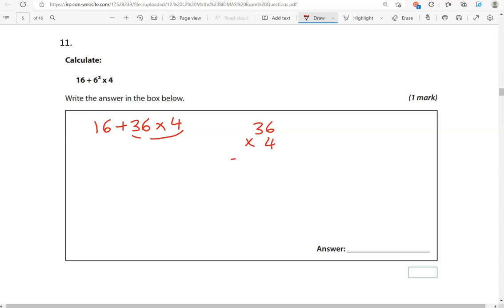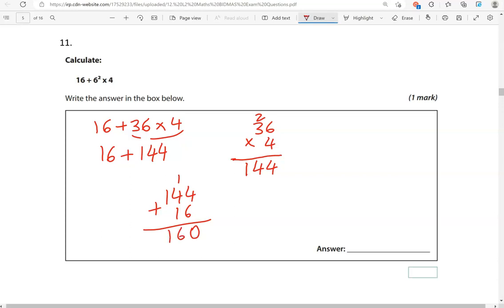4 times 6, that is 24. So 4 down, 2 carried over. 4 times 3 is 12, and the 2, that is 14. So 144. So now we've got 16 plus 144. So if I add 16 to 144, 4 and 6 is 10, so 0 down, 1 carried over. 4 and 1 is 5, and the 1 is 6. 1 add 0 is 1, so 160 is the answer.